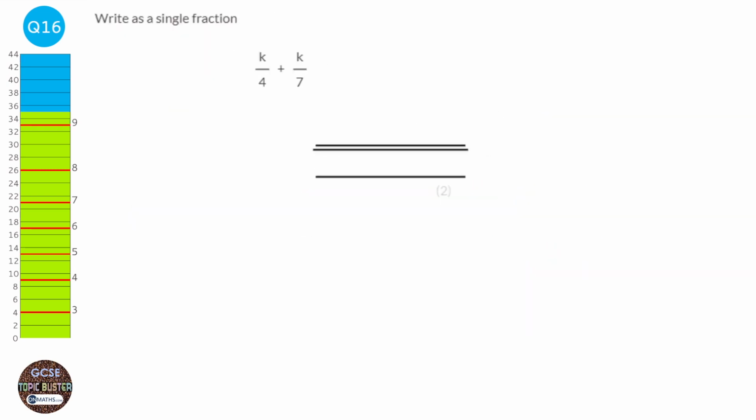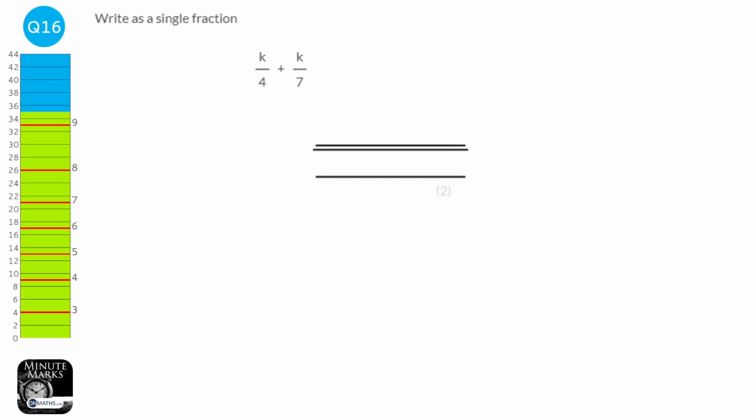In this question we're adding fractions. There's a bit of algebra, but the process is exactly the same as when we've always added fractions. We need to find out what the lowest common multiple of 4 and 7 is. Well, actually the lowest common multiple is 28, which is 4 times 7.